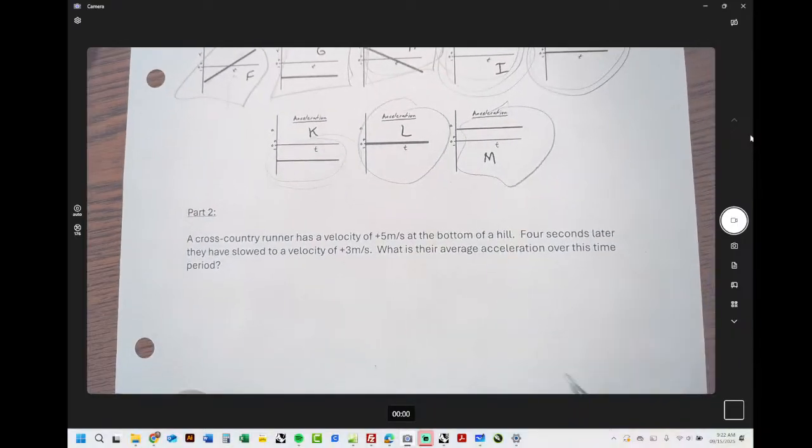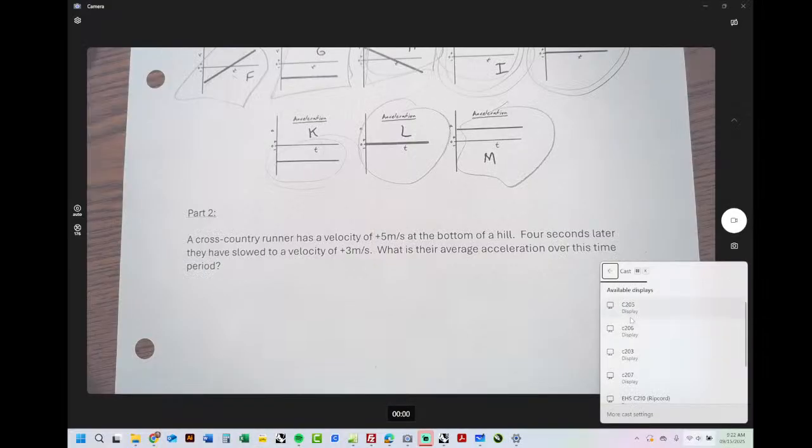Now for this one, get the screen going again. This can be one of those days with the screen. Where's 209? It's not even showing up. Oh, there it is.